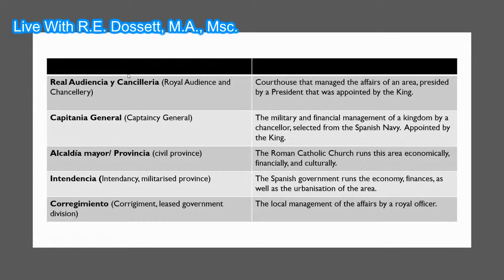And Alcaldía Mayor was actually a province where the Catholic Church had most of the say. For example, San Salvador, which today we call El Salvador, that area was a province where the Roman Catholic Church had most of the say. That's why it's called the Alcaldía Mayor. All right? Now, in the 18th century, the people got fed up with the Roman Catholic Church controlling almost everything.